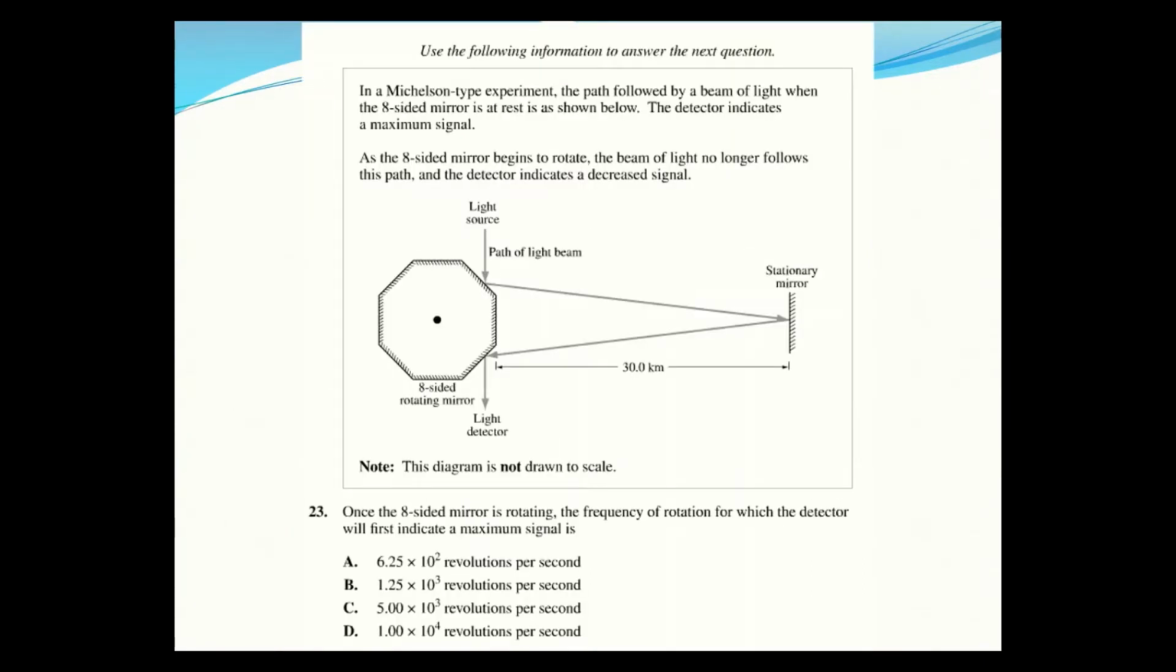Okay, and then 23. So give it a pause and see if you can try this one on your own. I'll do it on my board here. So you have an 8-sided mirror, and the frequency of rotation for which the detector will indicate a maximum signal. They're 30 kilometers apart.